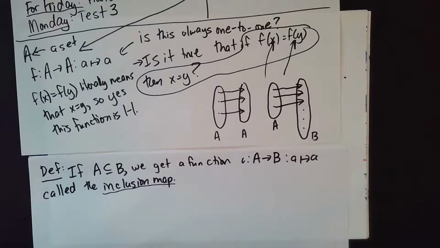Okay. Let's pause for a second and ask, does the inclusion function have to be one-to-one? This thing I've just defined?